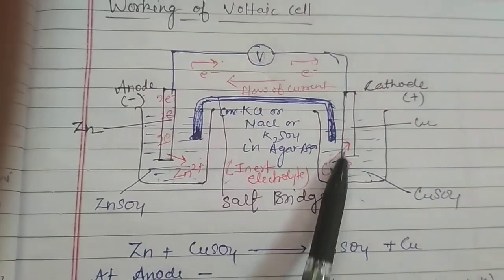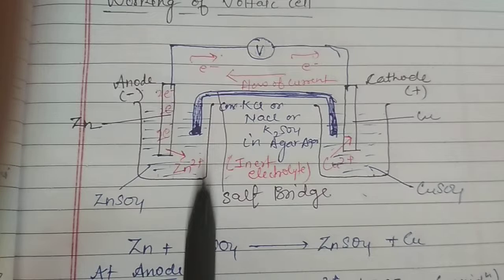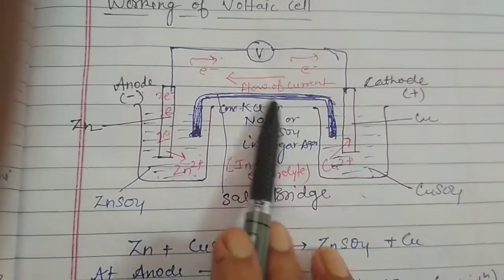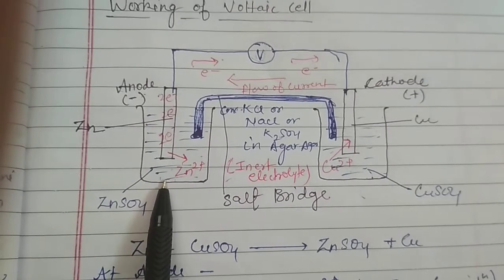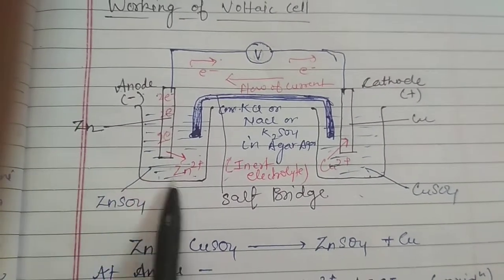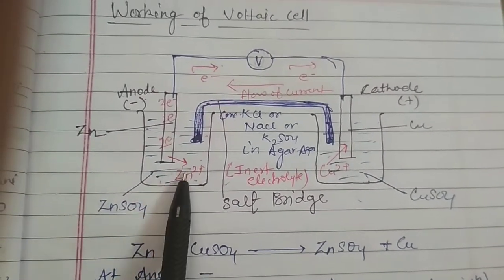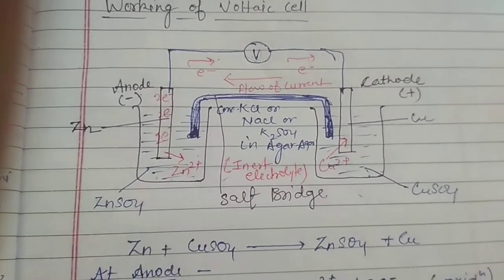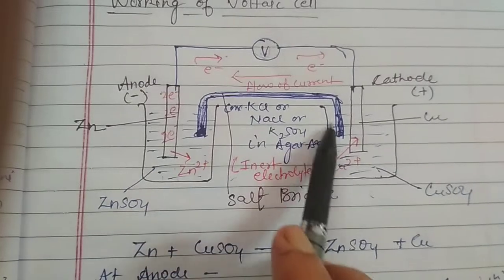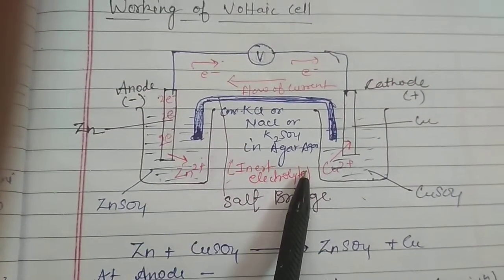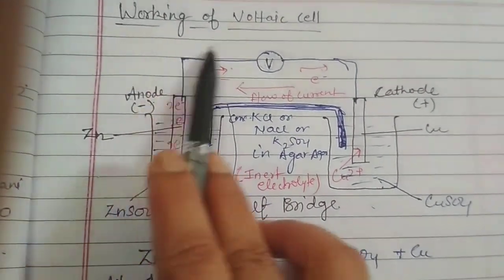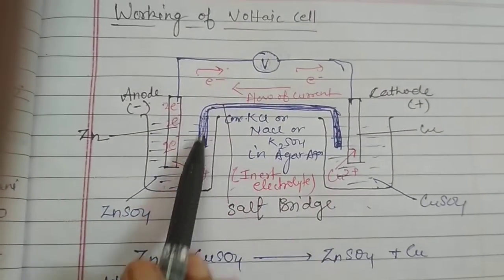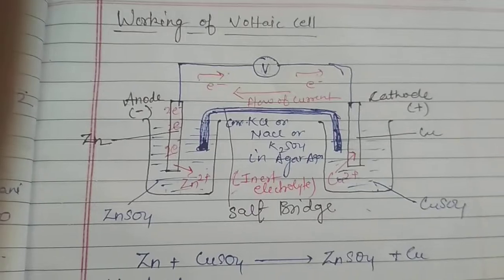So positive ions will migrate and neutralize this, and in a similar manner, as positive charges accumulate here, cations will migrate from the electrolyte and neutralize the zinc ions produced or the charge accumulated over here. Like this, it maintains electrical neutrality and the flow of electrons is not restricted, so the flow of current would be there in the voltaic cell.